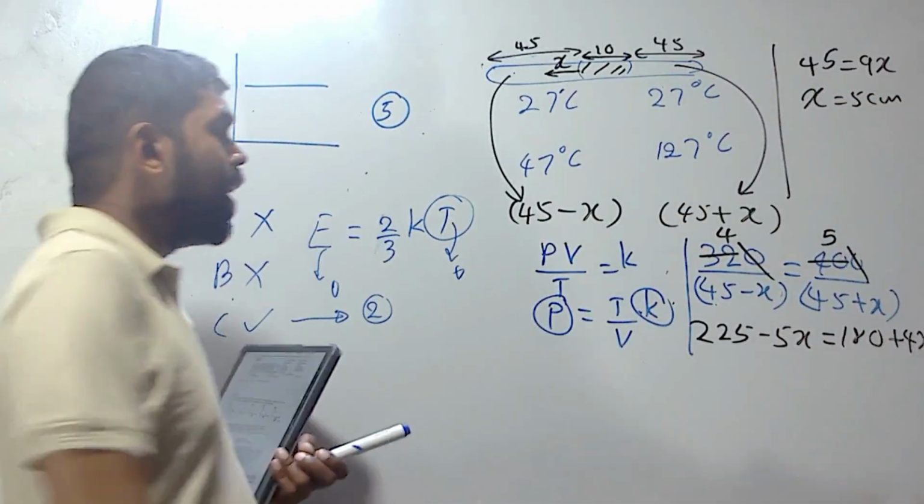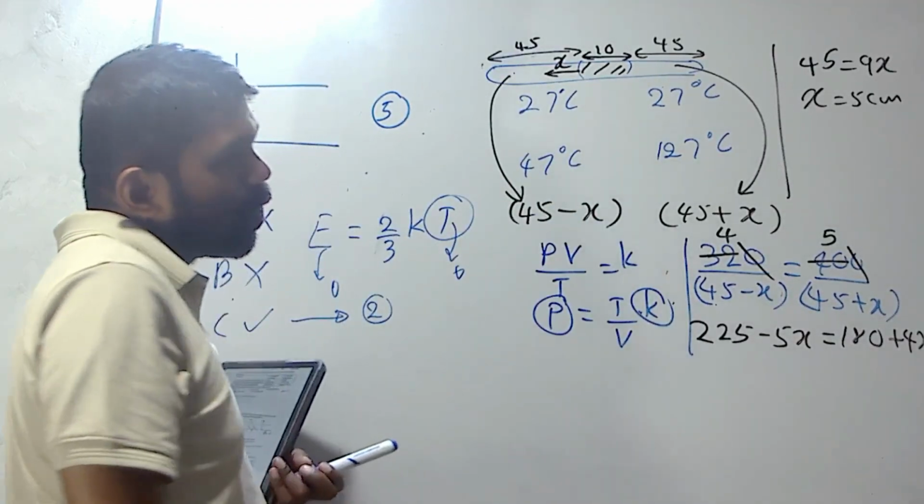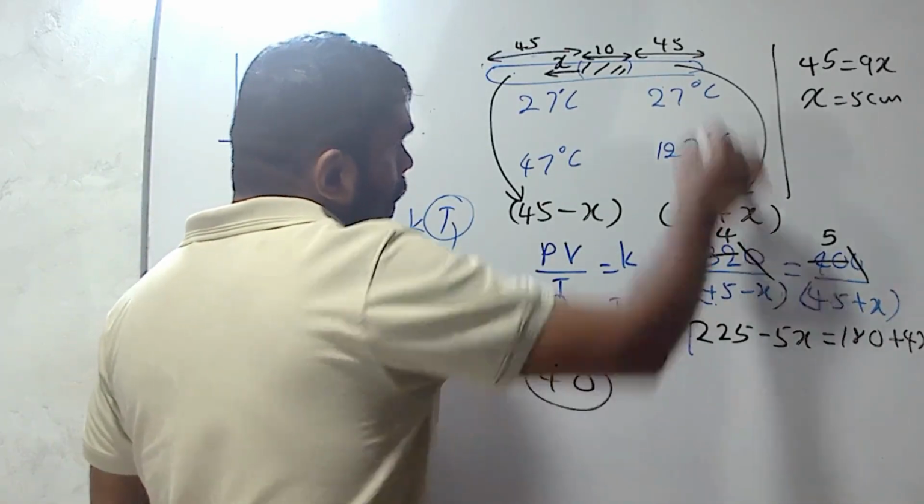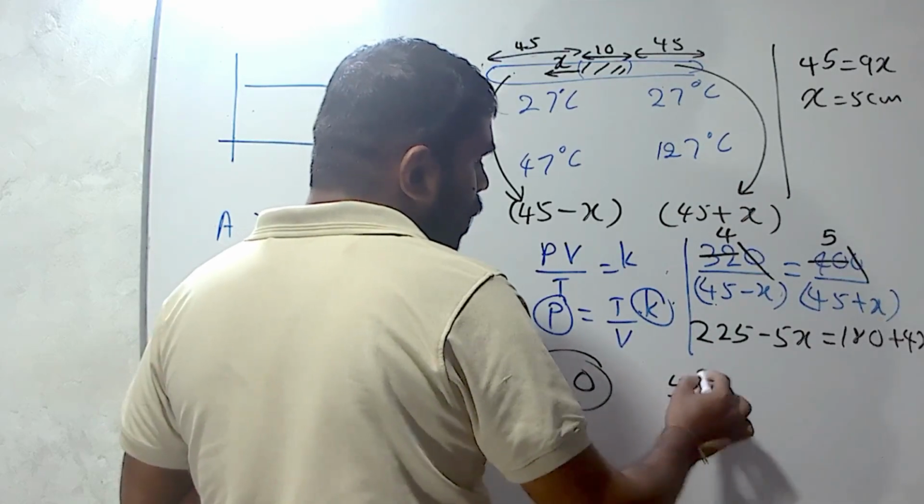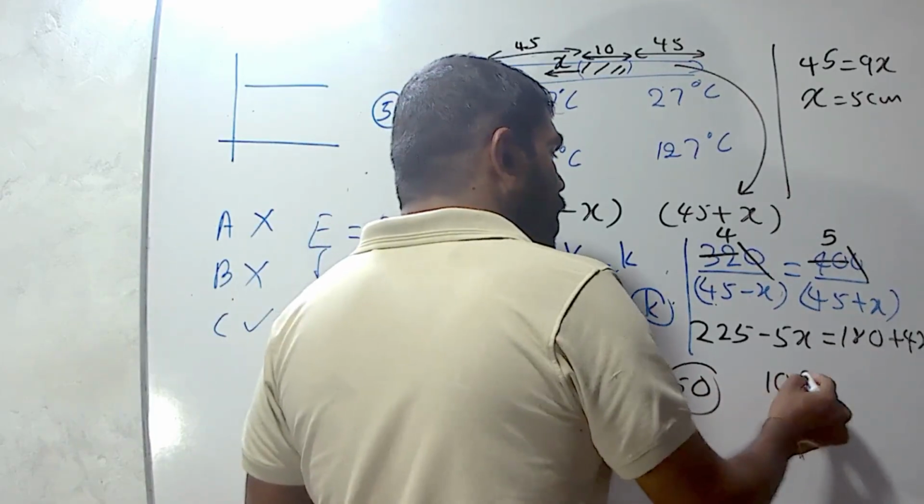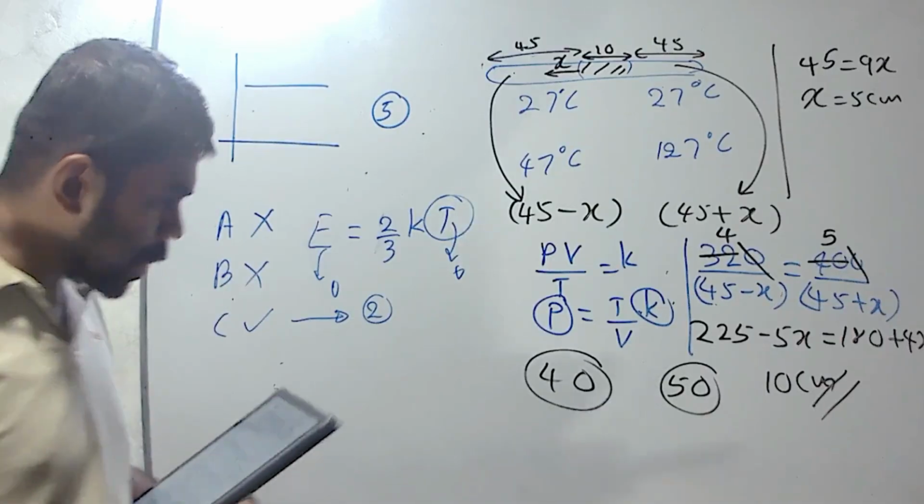Therefore, the final length of this part, 45 minus x, means 40 centimeters. And the final length of this part is 45 plus 5, it is 50 centimeters. Then the difference is 10 centimeters. It is the answer. Then we can say the fourth one is correct.